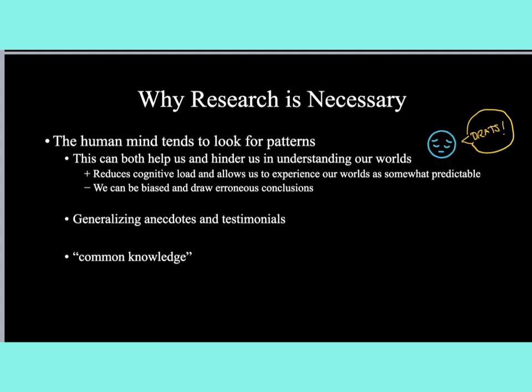Research allows us to step outside and see if the patterns we believe we are seeing are indeed patterns that exist. Research can also allow us to test the limits of when those patterns hold versus when they cease to hold. Research also allows us to step away from generalizing anecdotes and testimonials.